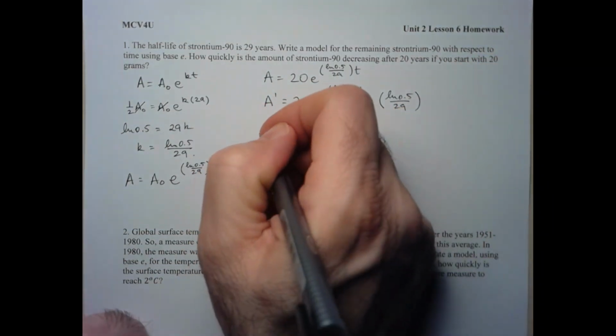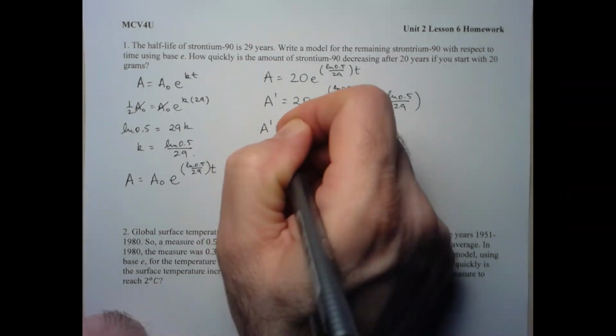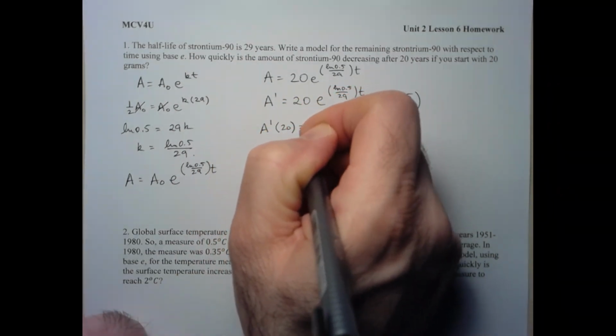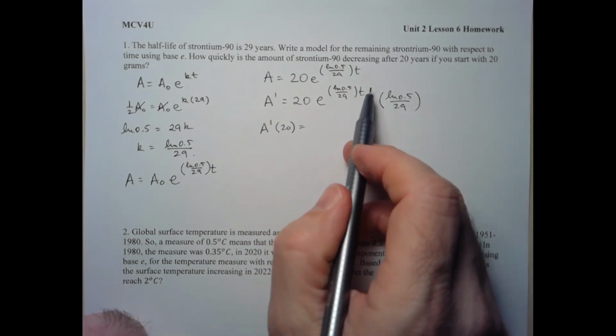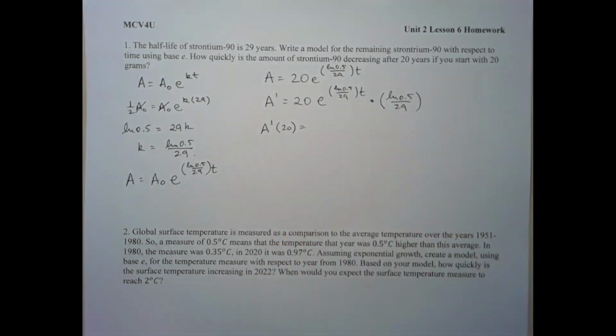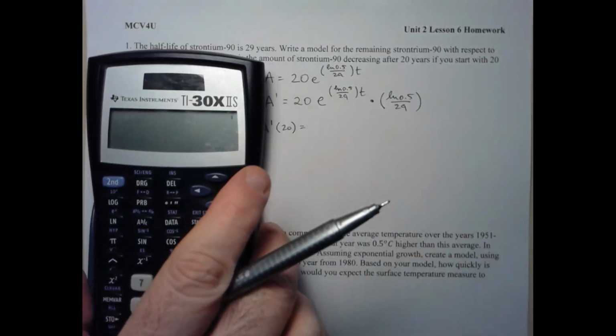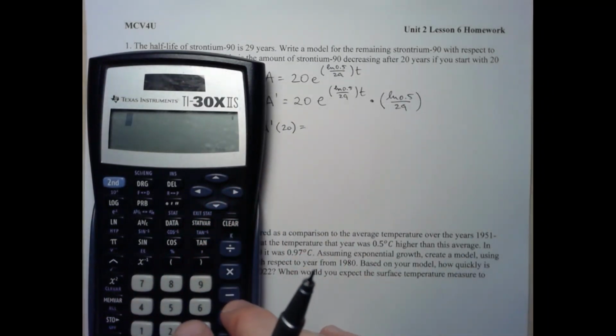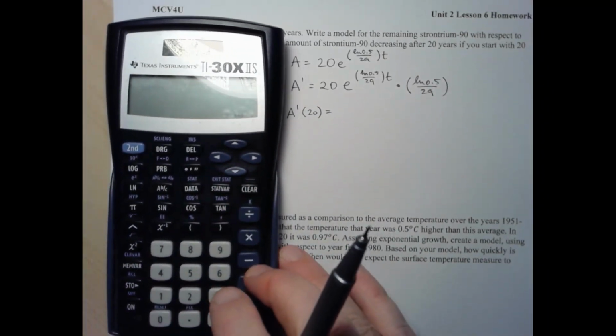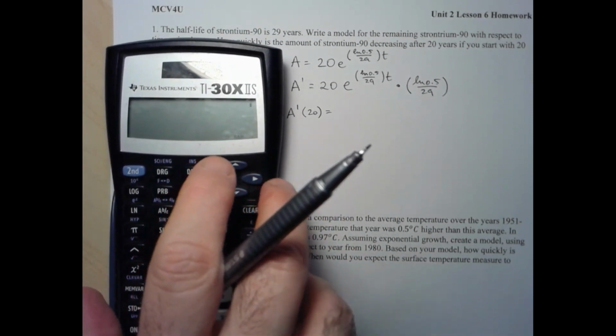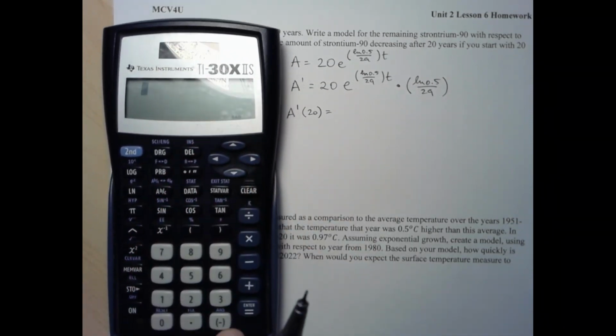Now specifically, I want to know the rate of change at the 20-year mark. So I'm just going to take this expression and replace t by 20. This is where I'm going to be really careful about how I input this into my calculator because there's a lot of stuff going on. You probably have one of these. If you notice above my button there, I've got an answer button.